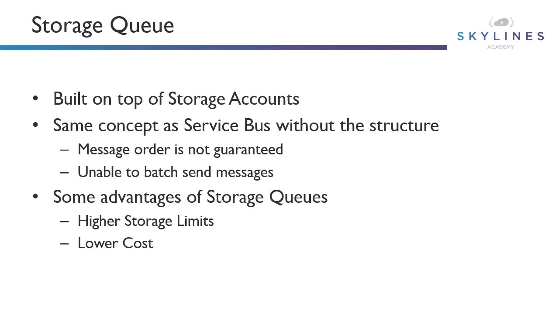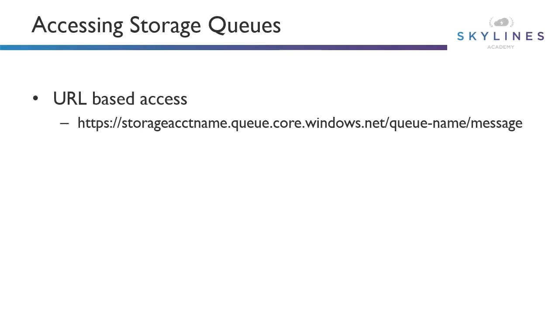Additionally, since it is part of a storage account, you have the same replication options available, like zone redundancy or geo redundancy. When we access a storage queue, we can do so via the portal or by using a URL. Since it is URL based, we need to make sure we're protecting the content, and we have a few options for doing so. And again, being on top of a storage account, we have the same built-in options.